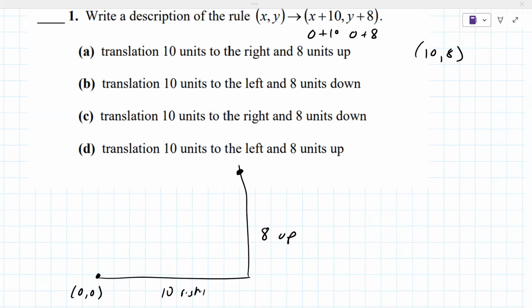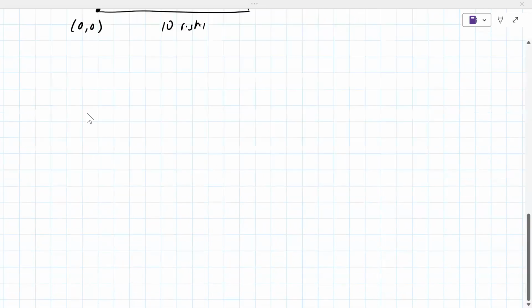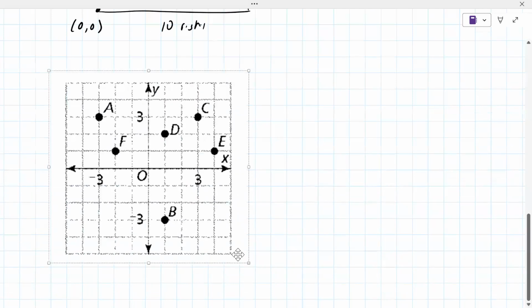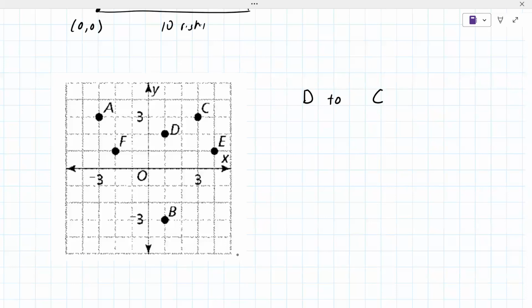Let's take a graph full of points, and let's say I wanted to go from D to C. Okay, D to C. Can you tell me how you would do that? And we're going up and down and left and right. D to C, up one, left, I mean, sorry, up one, right two. Yeah, so right is X plus 2, up 1 is Y plus 1.